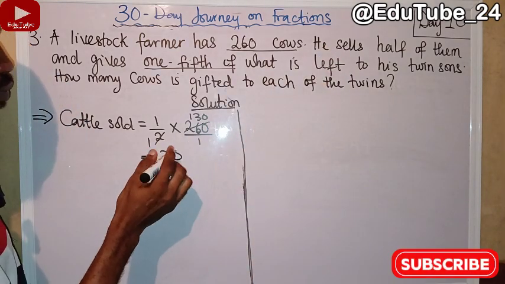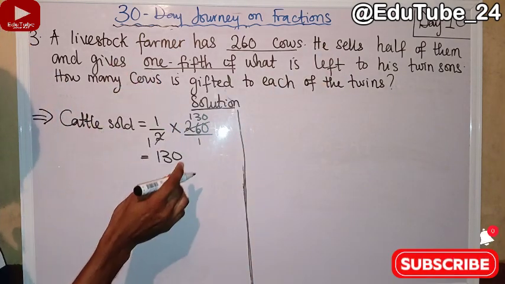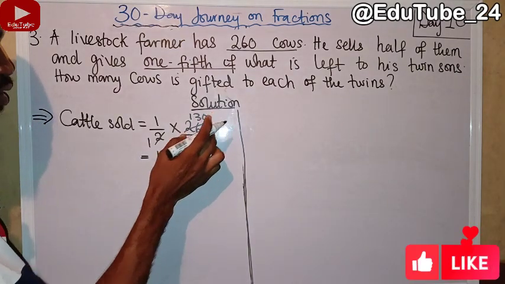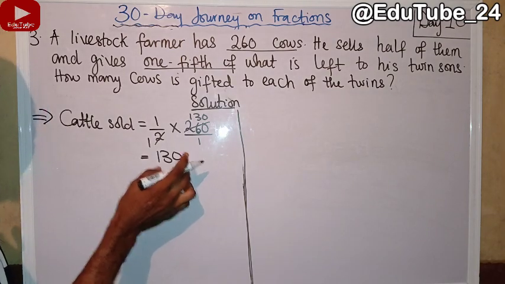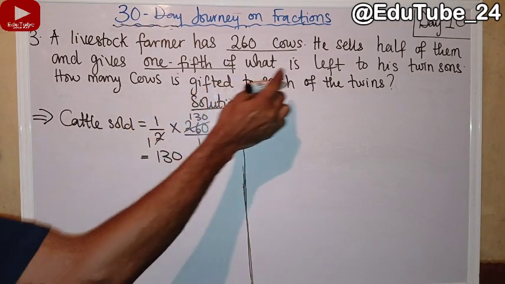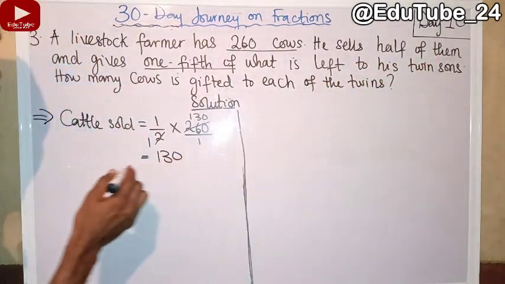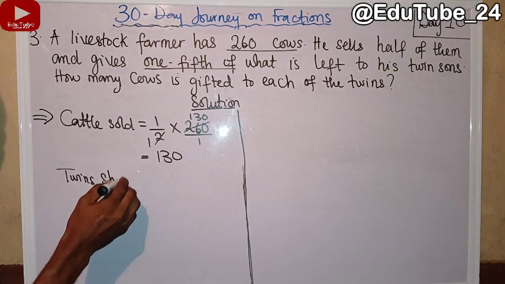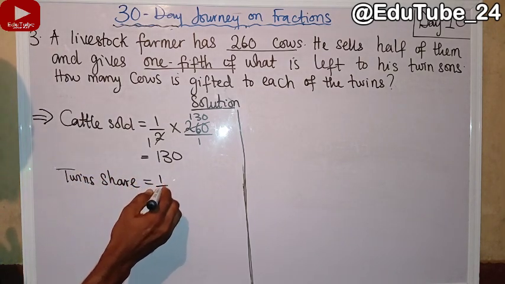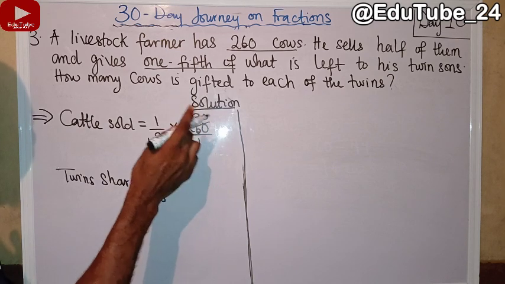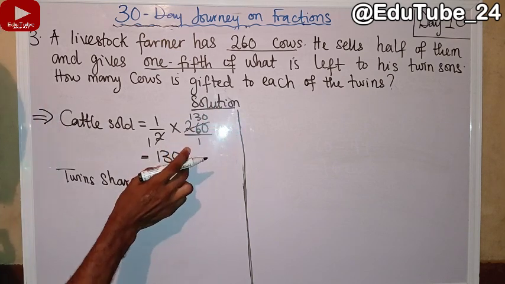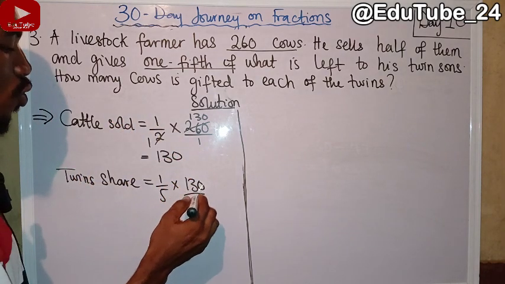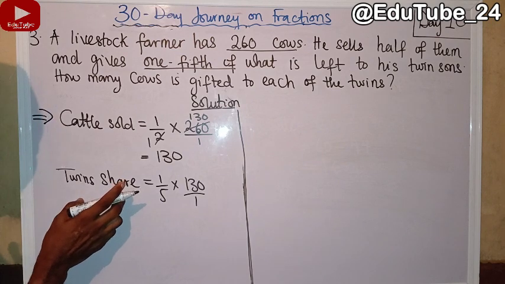So after selling 130, 1/5 of what is left. So what is left is certainly 130, because if you take away 130 from 260, you'll be left with 130. So 1/5 of what is left was given to his twin sons. Okay, so I'm going to write twins share. 1/5 of what is left. What is left is 130, because as I said earlier, 260 minus 130 that was sold, we will still be left with 130. So 1/5 of 130 cows was given to the twins.